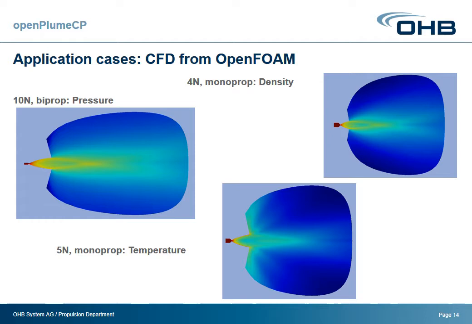At the end you can see, for example, here we have a 4 Newton monopropellant density distribution, a 10 Newton bipropellant pressure, and the 5 Newton monopropellant temperature distributions. This is what is really important for us later on. You see, for example, here we have a really nice shock wave from the 10 Newton thruster that is going to be used, this domain, to extrapolate the results into the far field.